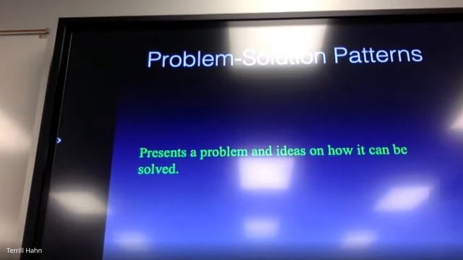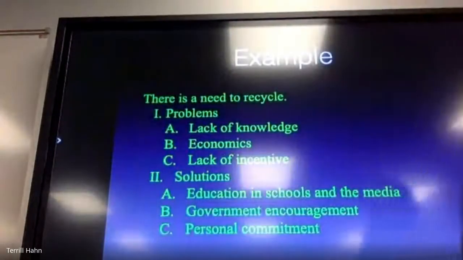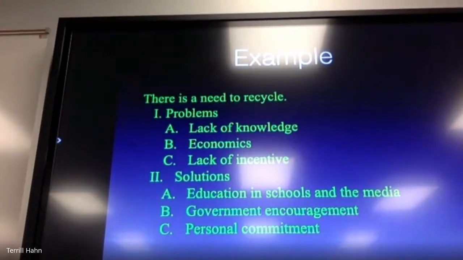Okay, so here's what it looks like in an outline form. There's a need to recycle. Again, just like the cause and effect, you're going to put Roman numeral 1 problems and Roman numeral 2 solutions. So you're going to list them: lack of knowledge, economics, lack of incentive. Solutions: education in schools and the media, government encouragement, personal commitments.